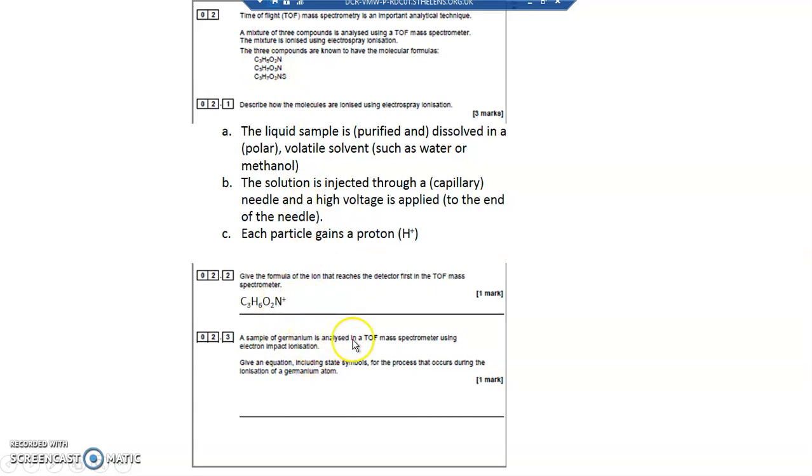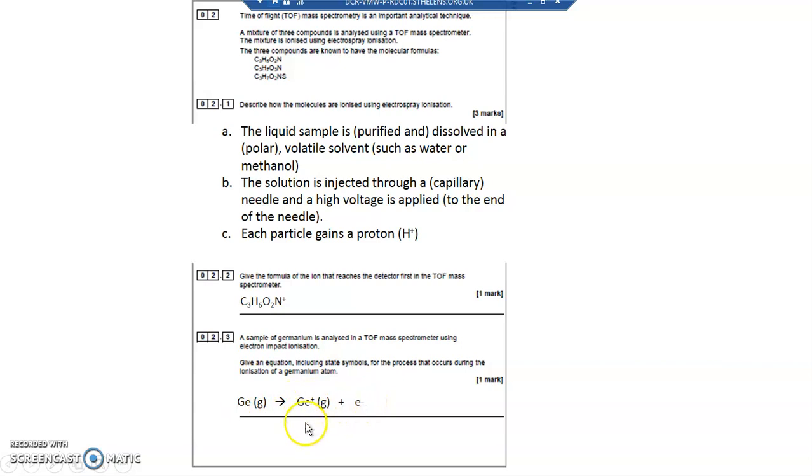A sample of germanium is analysed in a time of flight mass spectrometer using electron impact. So this is what I mentioned before. Electron impact is just removal of an electron. So germanium, as a gas, goes to Ge+ gas and an electron. In other words, it's the first ionisation energy of germanium. All electron impact ionisation is, is an electron gun which fires high energy electrons across the tube, and those electrons hit this atom and knock off another electron and form a Ge+.